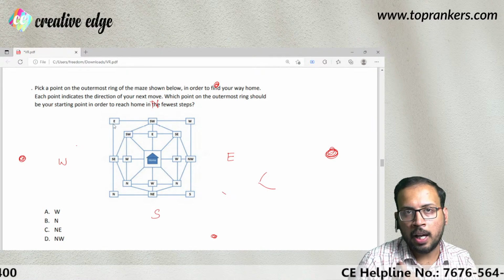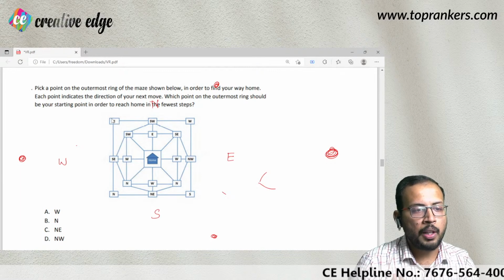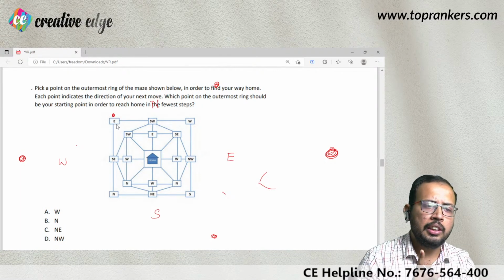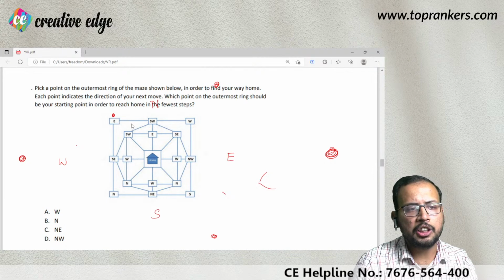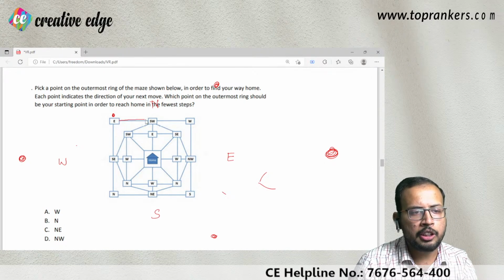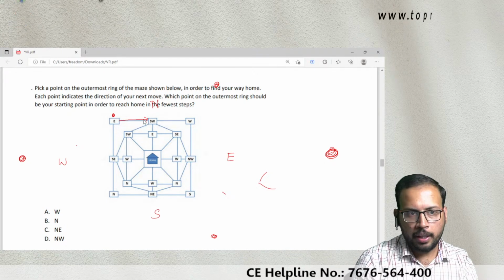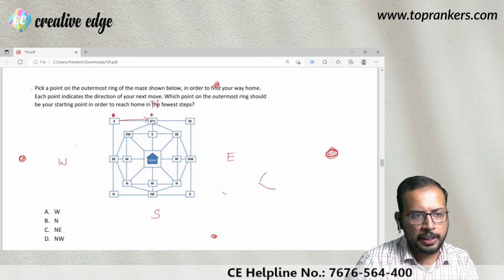So here, first of all, I will talk about E. If I start from this point, it is telling me to go east. So I will go in the east, that means I will go in this direction, right? Then this point says to go southwest.